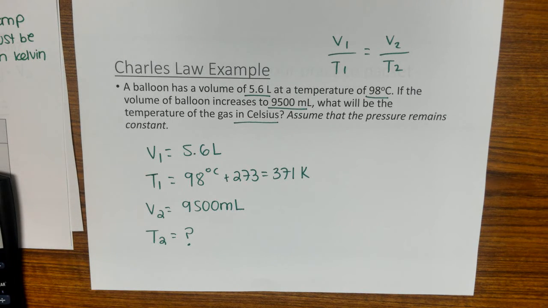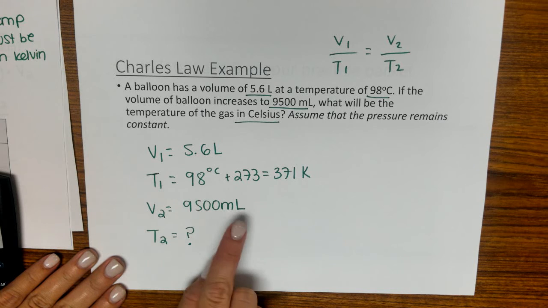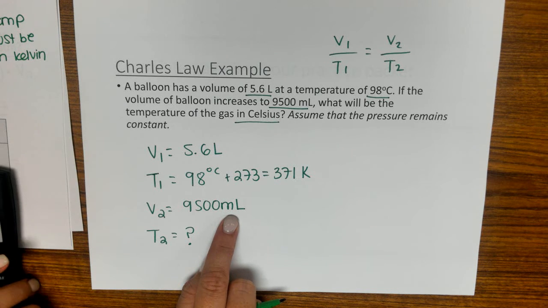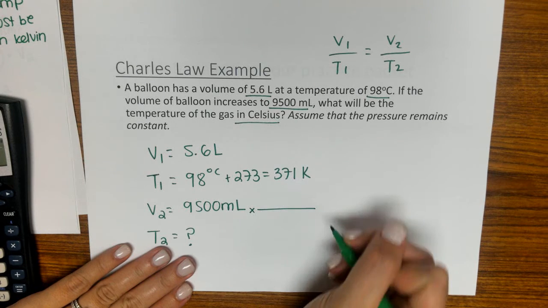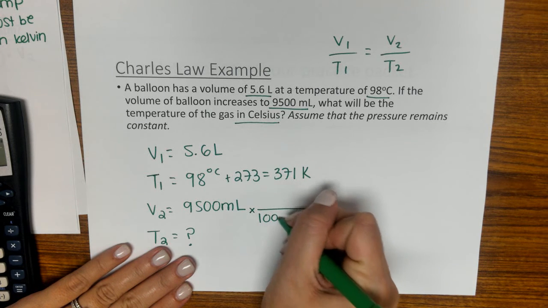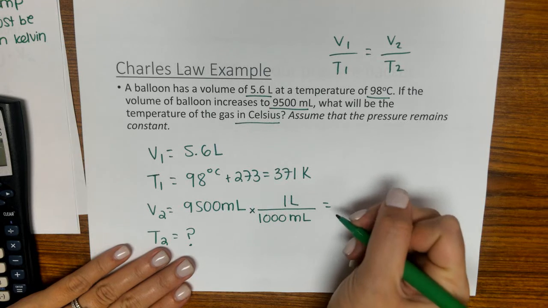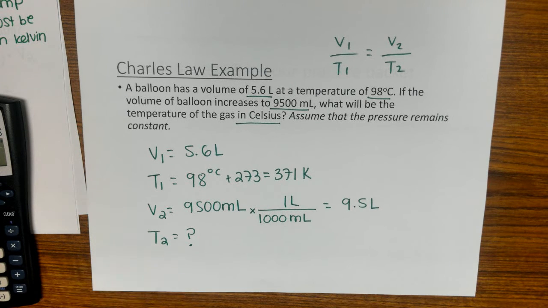And then our volumes are not in the same unit, and they do need to be in the same unit. If it was me, which I'm going to do anyway, I'm going to change V2 to become liters instead of milliliters. I don't like to deal with numbers in the thousands if I don't have to. And so to change this, there are 1,000 milliliters in 1 liter. And so that would be 9.5 liters.